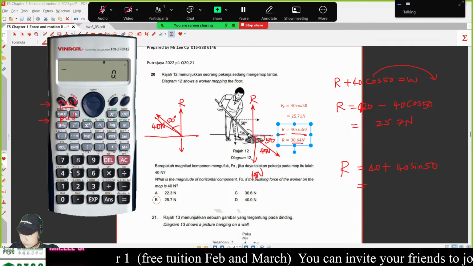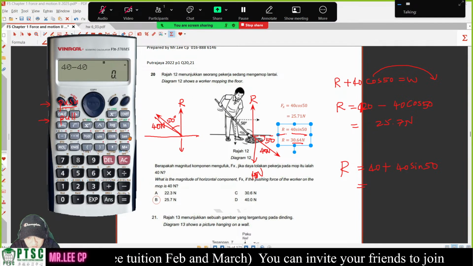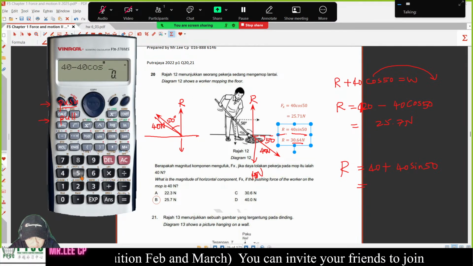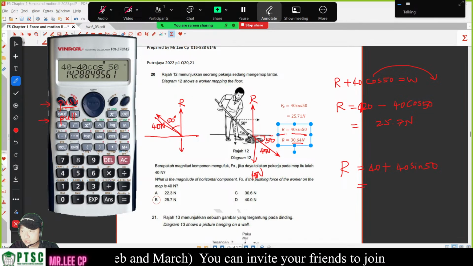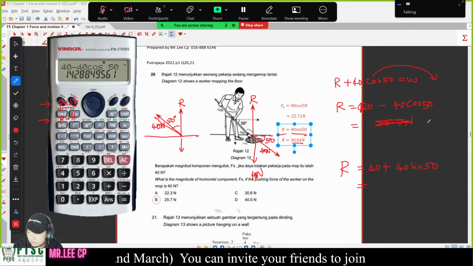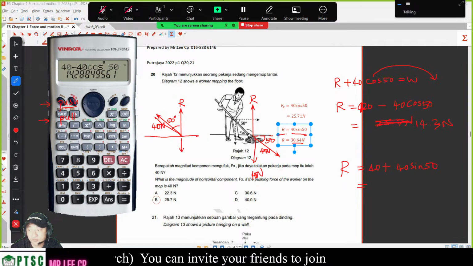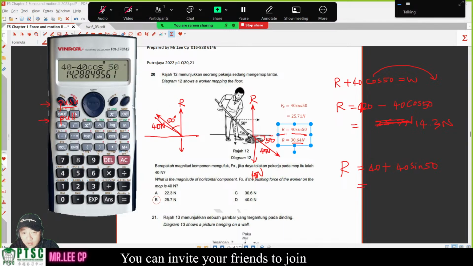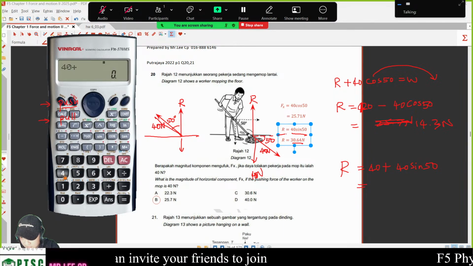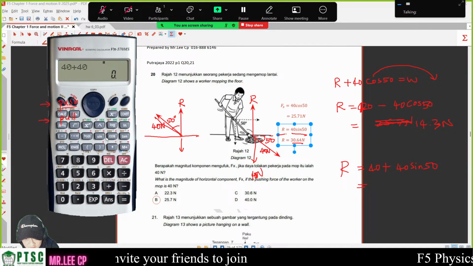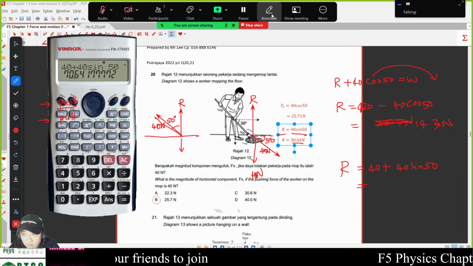This one is 40 minus 40 cos 50. I'm afraid I pressed it wrongly. 14 only. Sorry, not 25. 14.3 Newton. Okay, how about this? 40 plus 40 sine 50. You find that this one is 70 Newton.